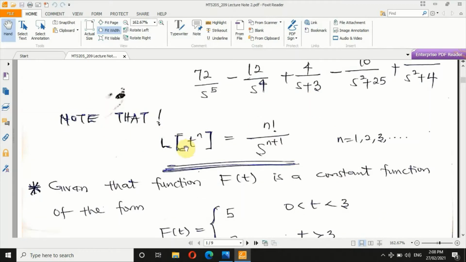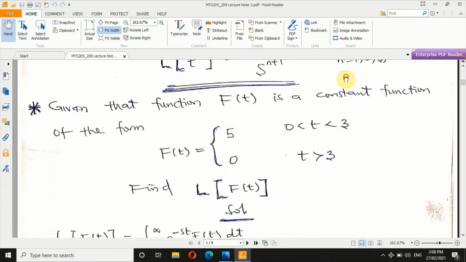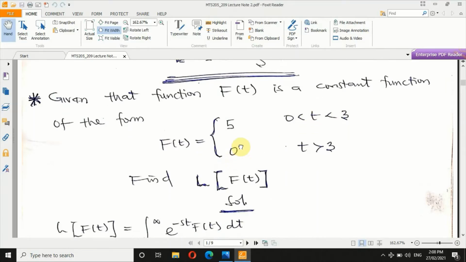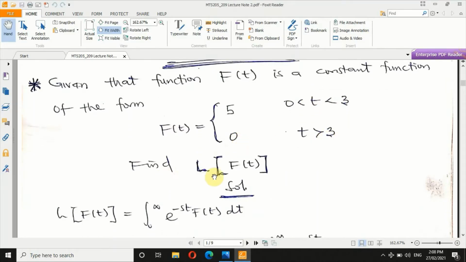Note that the Laplace transform of t to the power n is n factorial over s to the n plus 1. This is true for n equals 1, 2, 3. Now we have one question on the board. We are given the function f of t, and in fact it is a piecewise constant function, because the function is 5 when t is between 0 and 3. The function is 0 when t is greater than 3. So we have to find the Laplace transform of this function.